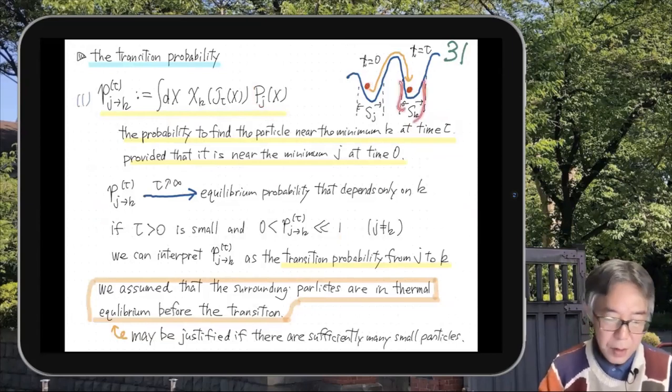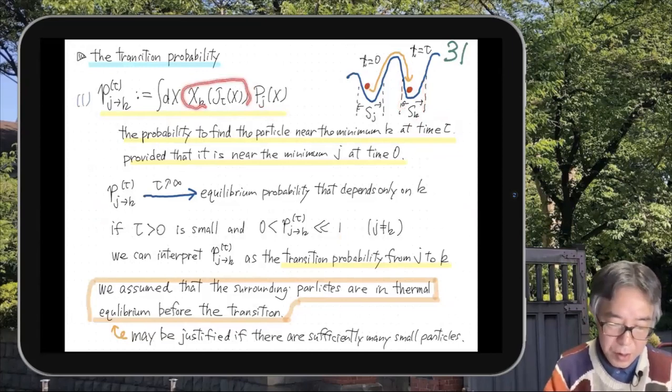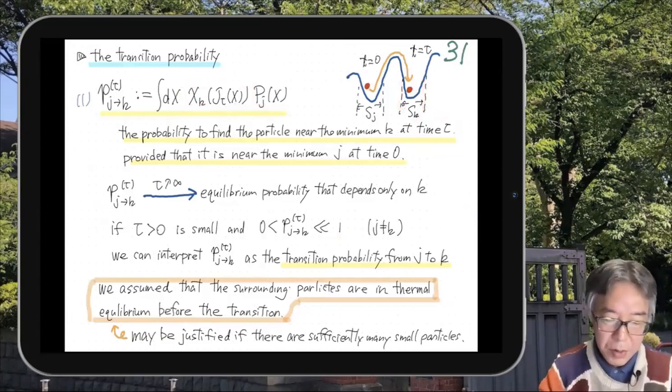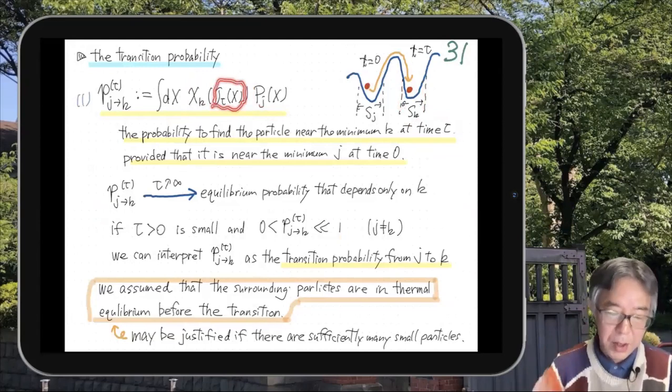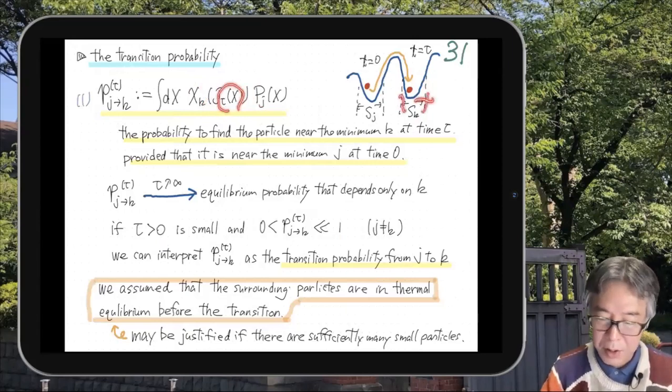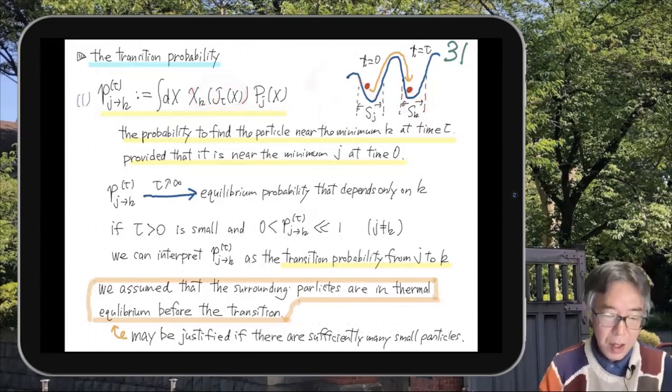So how do we find this probability? Well, this one does the job. T_tau of X is a time evolution, and then you examine by this chi function whether it is in here or not. If it is here at time tau, then this is 1. If it is not, if it is somewhere else, here, it's 0. So this is the precise probability that you are here at time equal 0, and you are here at time equal tau. Okay, here's one remark.